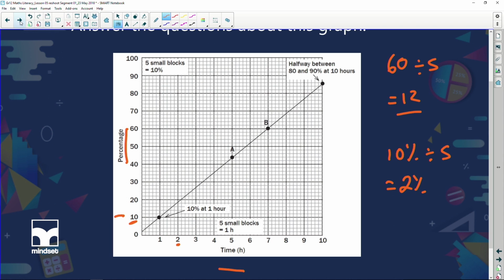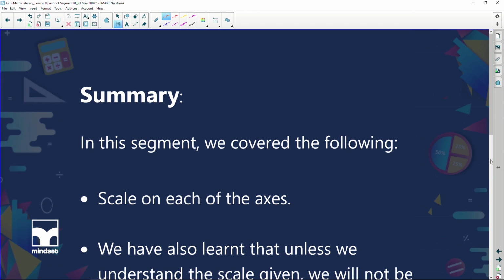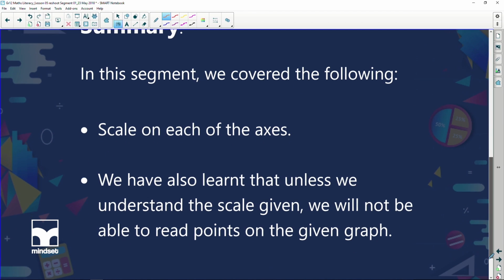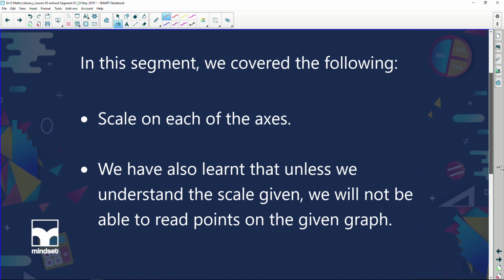Do you understand how we're getting these answers? It's all to do with finding that scale. You cannot answer questions on graph work unless you know how to read scale or how to figure it out. So our time's up in this little segment. Before we take an ad break, let's have a look at what we've done over this short few minutes. In this segment, we have looked at the scale on each of the axes, and we've learned that unless we understand the scale given, we will not be able to read points on a given graph.